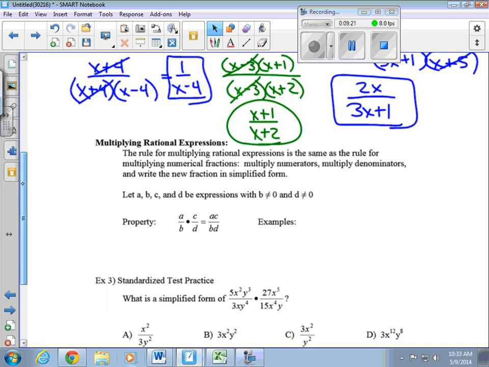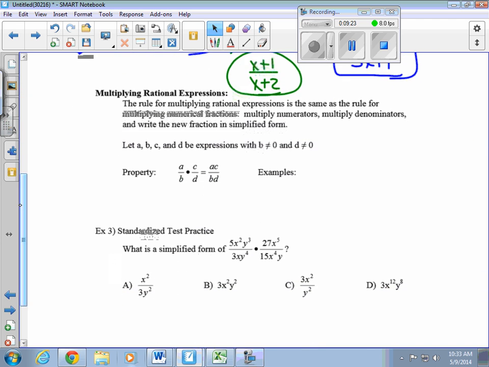The next thing we're going to talk about is multiplying rational expressions. The rule for multiplying rational expressions is the same as the rule for multiplying numerical fractions. Multiply the numerators, multiply the denominators, write the new fraction in simplified form. That's all you got to do. So if we look at the property here, A times C is AC, B times D is BD.